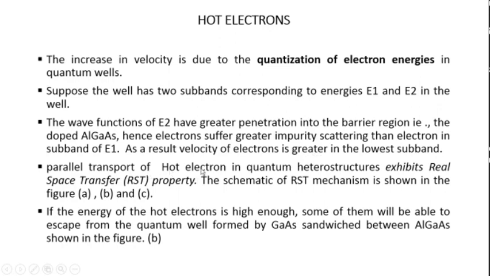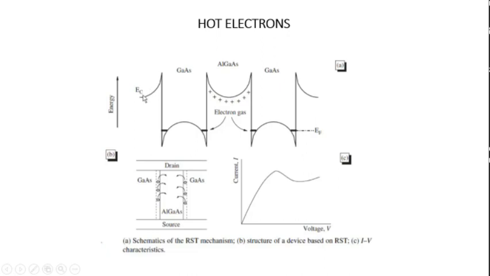The parallel transport of hot electrons in quantum heterostructures exhibits the real space transfer property, and the real space transfer property will be explained with the schematic diagram now. This is the energy band diagram of gallium arsenide, aluminum gallium arsenide heterostructures. Here, at this particular area, the 2D electron gas is formed, and this is the energy band diagram, and this is the structure of the device based on RST.